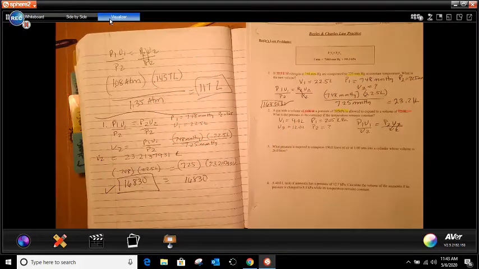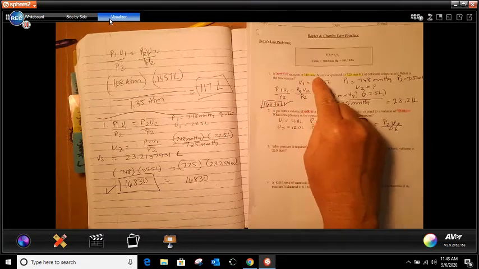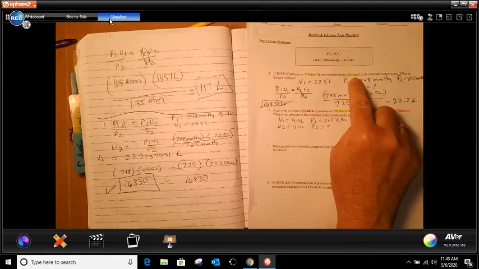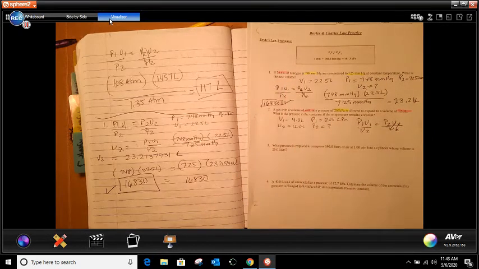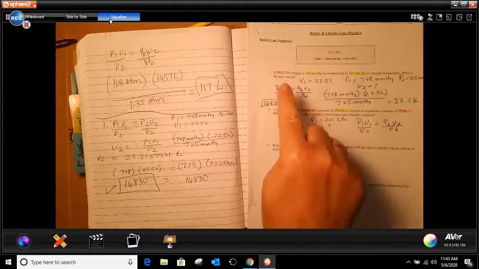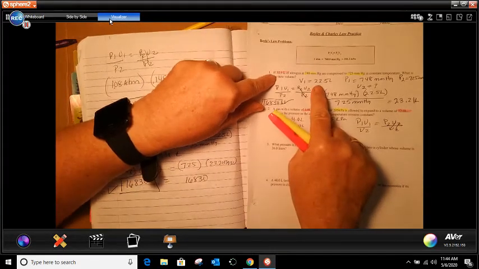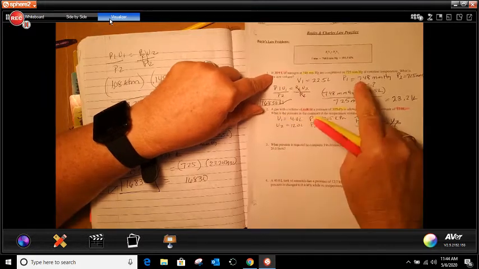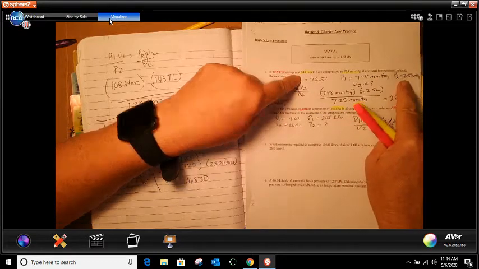The first one says it's 22.5 liters of nitrogen at 748 millimeters of mercury is compressed to 725 millimeters of mercury at constant pressure and temperature. What is the new volume? So the first thing you're going to do is say, all right, I know liters have to do with volume, and I know atm, torr, all that has to do with the pressure. So 22.5 liters is my first volume. My first pressure is 748 millimeters of mercury, and my second one is 725 millimeters of mercury.